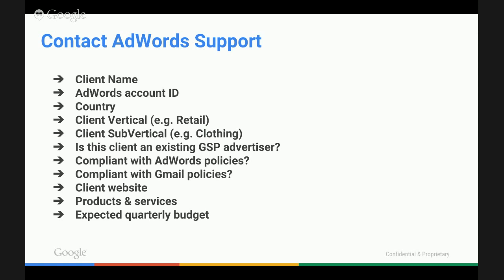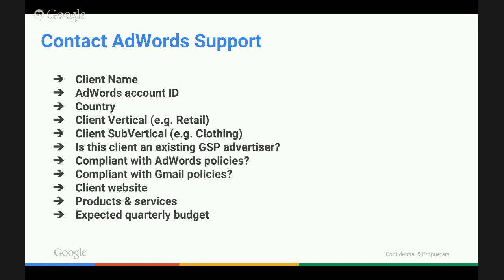So you would need client name, of course you would need AdWords account ID, the country of the advertiser, so basically that would be the country the AdWords account is registered in. And we're looking for client vertical and client sub-vertical. So you can just mention retail and clothing. Don't worry if you don't know more specifics. It's just for more information that our teams are gathering, and we want to see whether this advertiser would comply with the policies. We would also need to know if this client is an existing GSP advertiser.